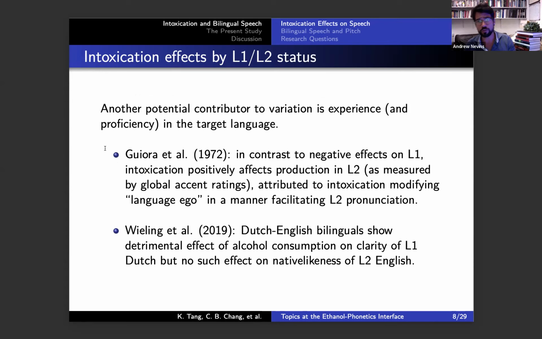Now, it is also known that, of course, one way that variation can manifest itself is through the experience and proficiency in the target language. And probably one of the first studies that we found, and maybe earlier, but the earliest one we found from 1972, looked at English speakers who were producing novel sentences of Thai, the Thai language from Thailand, and found that although alcohol decreased your ability to be what was called globally fluent in your first language, your production in your second language was actually rated by people as being improved. Now, this is surprising, right? Why should drinking alcohol make your first language worse and make your second language better?